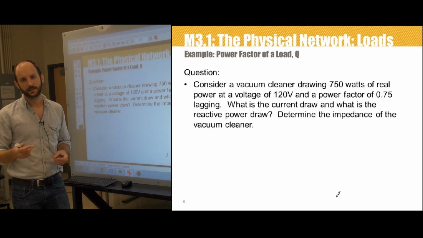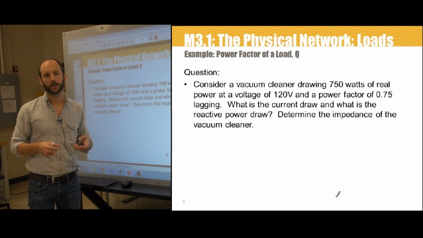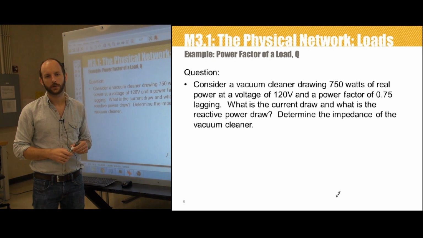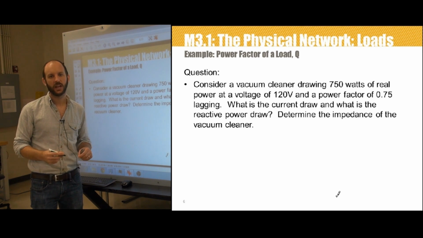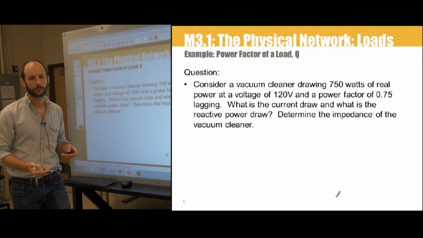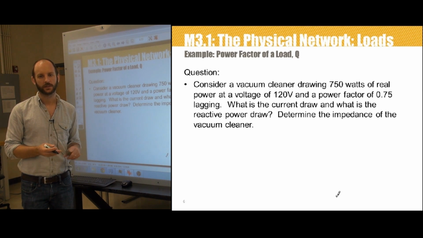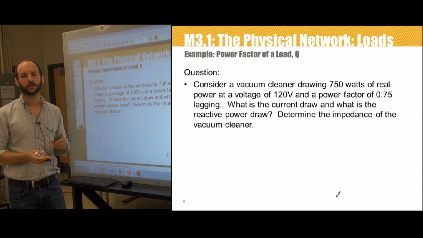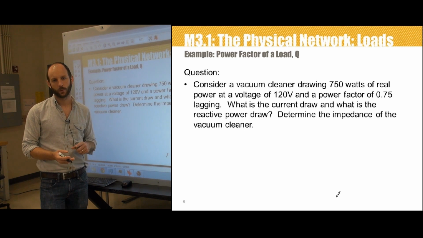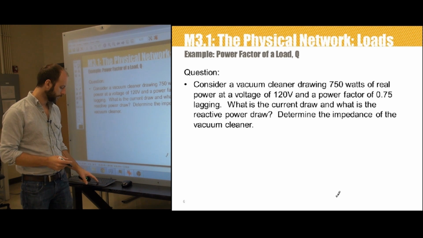So let's utilize this concept of power factor to describe a load. And this example would be one that would be very common in an industrial or utility setting. So we've got a vacuum cleaner. It draws 750 watts of real power at a voltage of 120 volts. And it is spec'd to be a power factor of 0.75 lagging. Very common style of description of a load in power systems. They didn't say anything about inductance and capacitance or resistance. They said what is its power draw and what's its power factor and is it leading or lagging. So what we want to know is what's the current draw, what's the reactive draw, and determine the impedance of the vacuum cleaner.